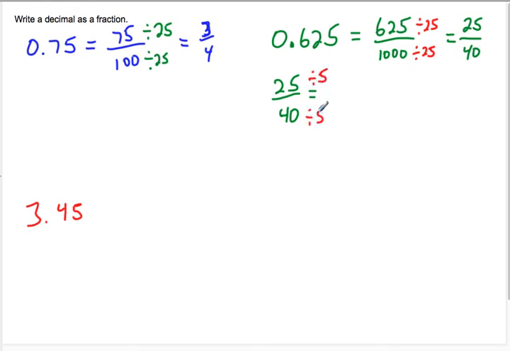And we'll get 5/8. I don't know why I put that equal sign twice. I'll just leave it like that. 5/8. There we go. Now let's go down to this red one here.